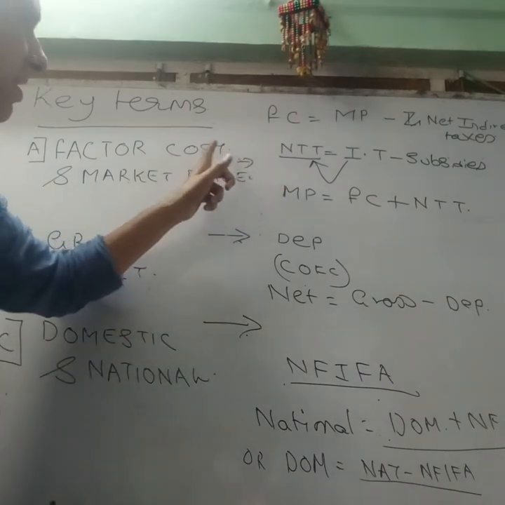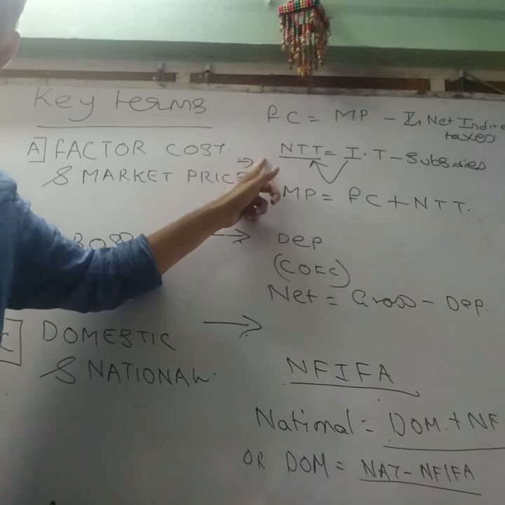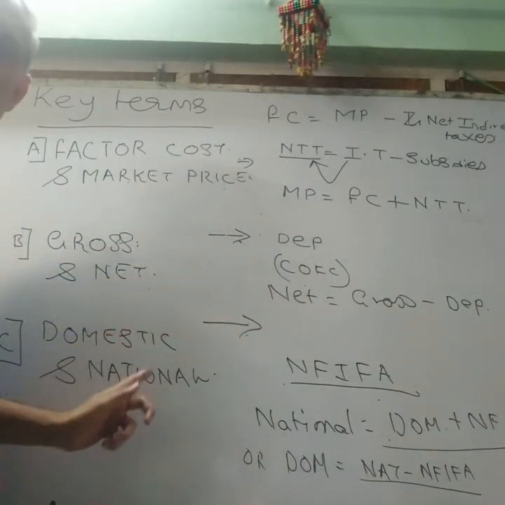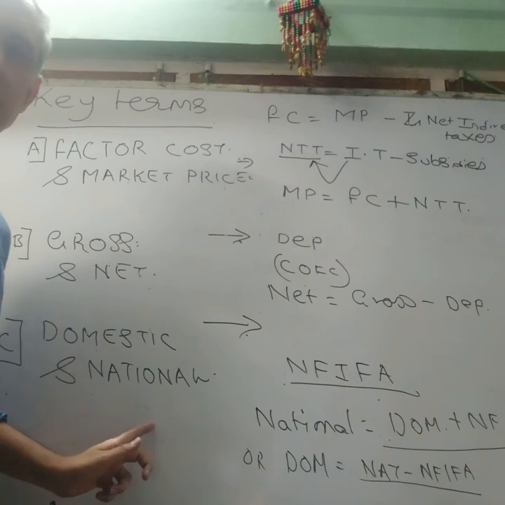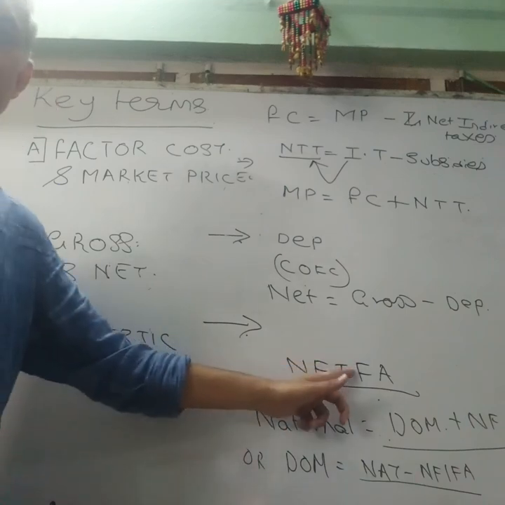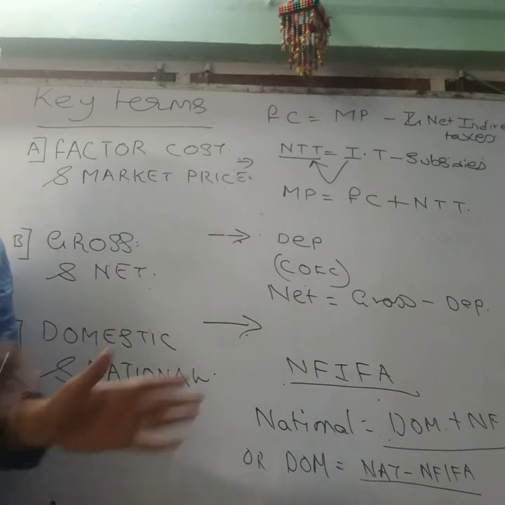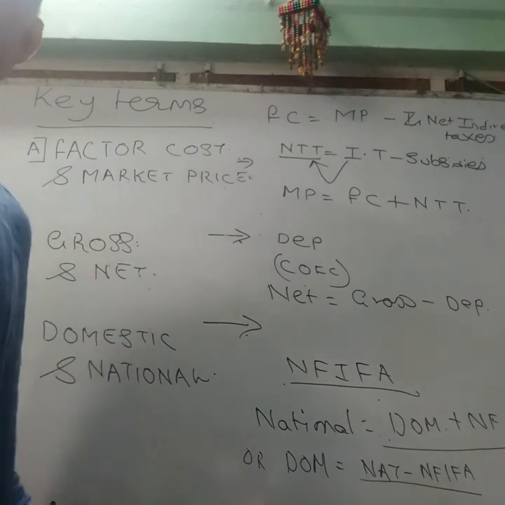The difference between factor cost and market price is net indirect taxes. The difference between gross and net is depreciation, and the difference between domestic and national is net factor income from abroad. Remember these three sets of formulae. You will be requiring them as we move ahead in the calculation of national income.